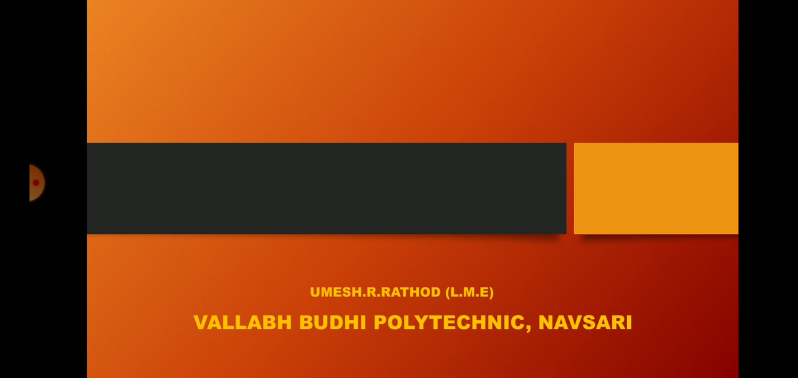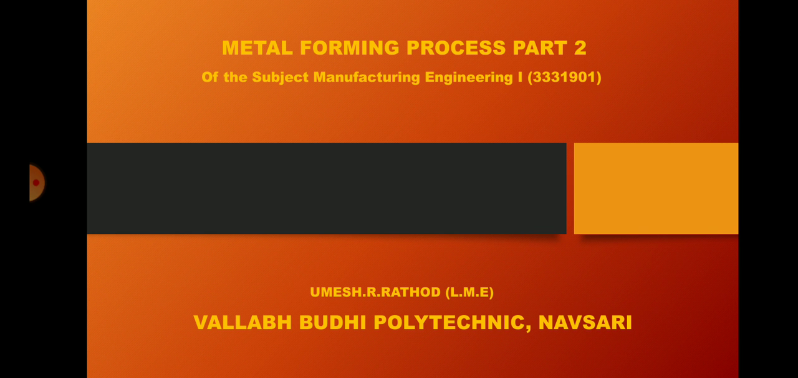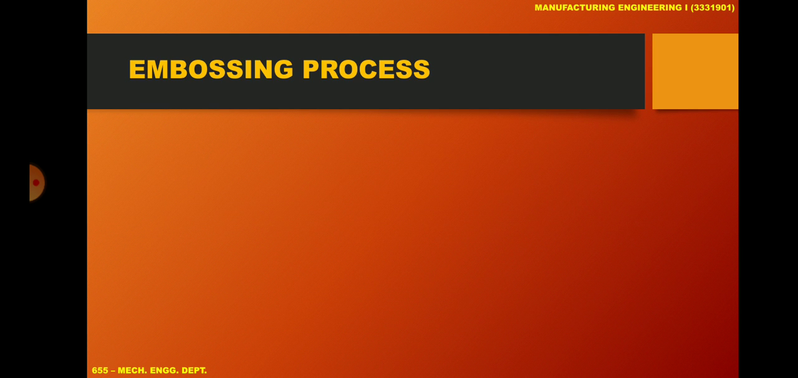In today's lecture, we will learn about metal forming process part 2 of the subject manufacturing engineering 1, subject code 3331901 from mechanical engineering department. Let's start with our first metal forming process.